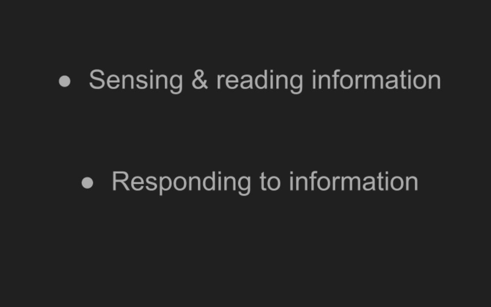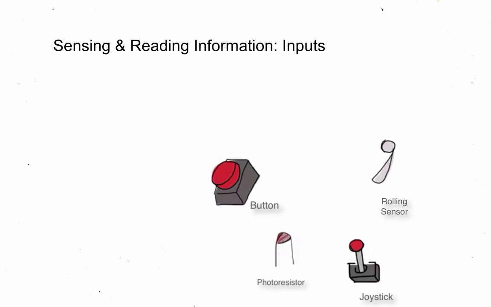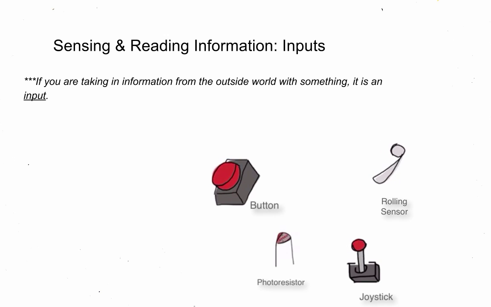The abilities of the Arduino can be divided into two categories, sensing and reading information, and actions that are responses to that information. Sensing and reading information items are referred to as inputs. For instance, sensing the water content, levels of light or darkness, distance of surroundings, or movement, such as a joystick or button, would all be examples of inputs. If you're taking in information from the outside world with something, it is an input.